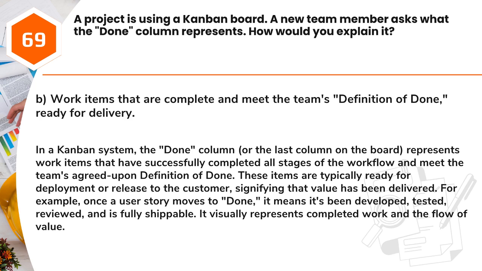These items are typically ready for deployment or release to the customer, signifying that value has been delivered. For example, once a user story moves to done, it means it's been developed, tested, reviewed, and is fully shippable. It visually represents completed work and the flow of value.